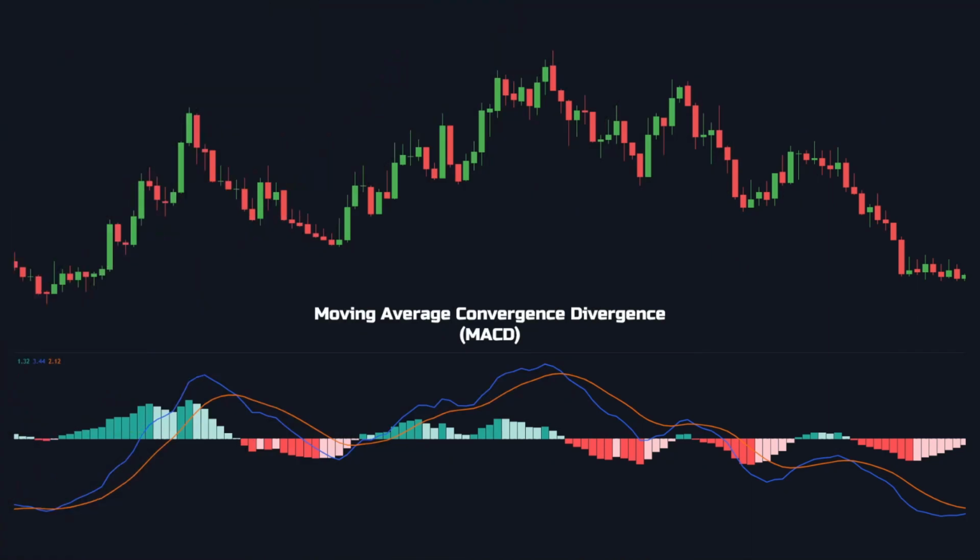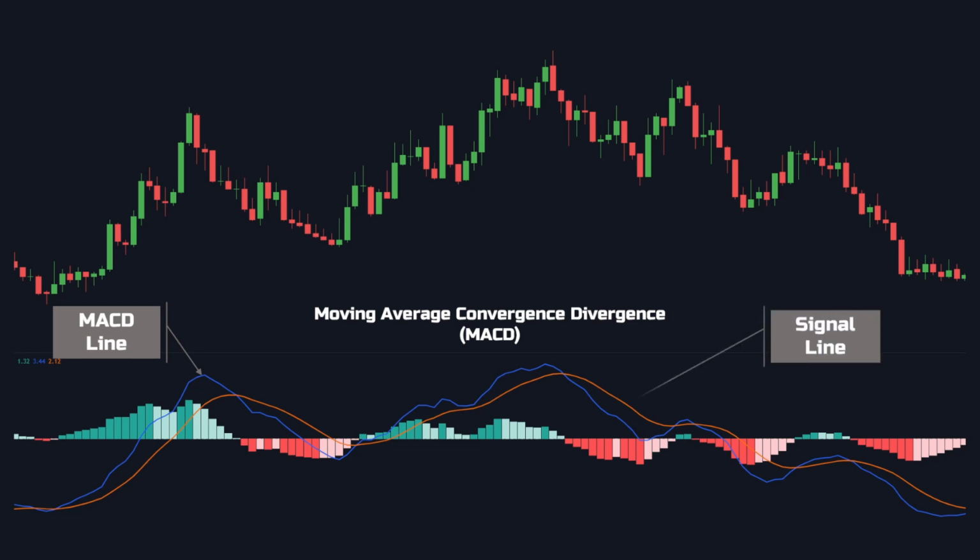Once you have the MACD line, then a 9-period EMA line is plotted on top of the MACD line. This line is called the signal line. A trader can identify the market trend by looking at the crossings of the signal line and the MACD line. A potential buy signal is when the MACD line crosses above the signal line, and a sell signal is when the MACD line crosses below the signal line.